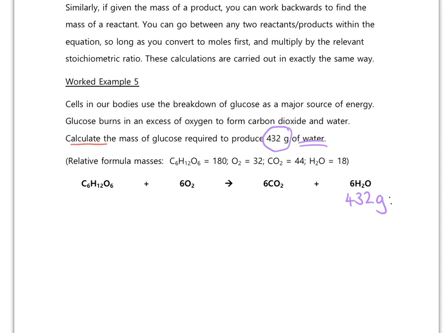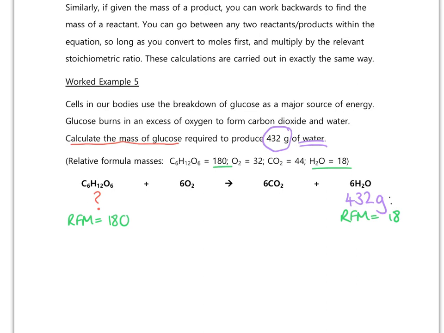So the question asks me to calculate the mass of glucose. The formula of glucose is C6H12O6. If you weren't sure of that, you'll know that it's a reactant because it's calculate the mass of glucose required to produce this amount of water, and you'll know that it's not O2. O2 is oxygen. So glucose is C6H12O6, so we put a question mark underneath there. Step 2 is write down the RFM of the things you will be using. So I'm going to be using glucose and water. So those are the only RFMs I need to write down. So the RFM of glucose you've been given as 180, and the RFM of water is 18.